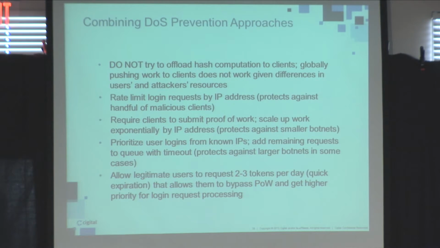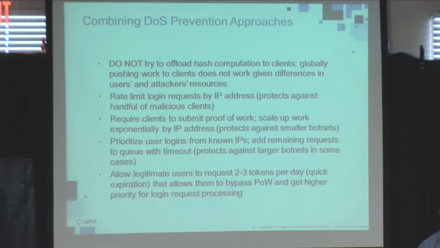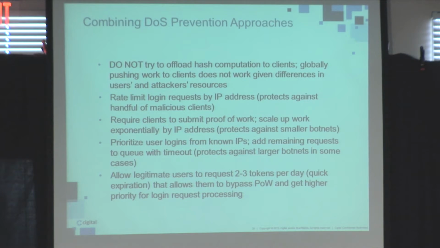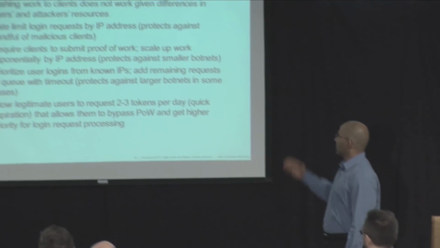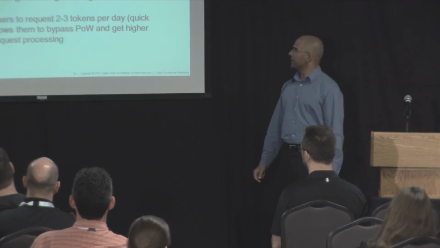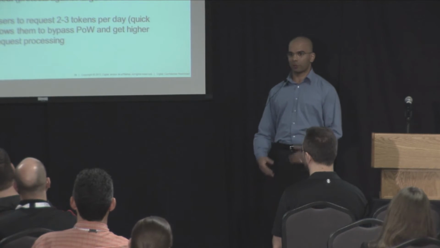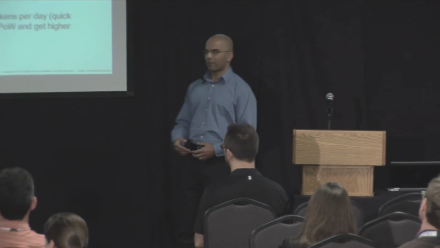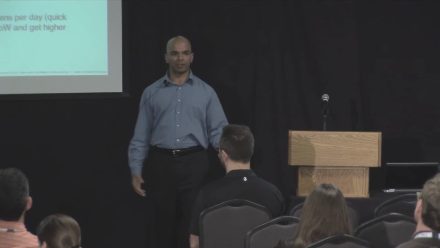So at the very least, we want to rate limit our login requests by IP address. So maybe 1 login request per 5 seconds from an IP address. That will protect against a handful of malicious clients, which is good. It's not perfect. Require clients to submit a proof of work and scale it up by IP address, and we want to scale it up exponentially to really slow the attacker down. It will protect against some smaller botnets. Prioritize user logins from known IPs. That's the last approach we talked about, which will potentially protect against larger botnets, but only if the attacker can't just create a large number of user accounts himself.